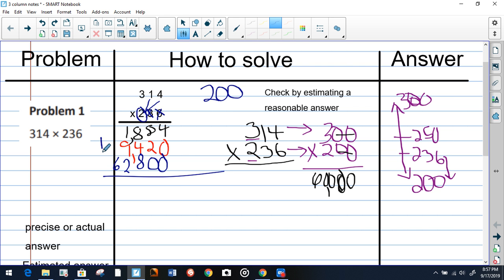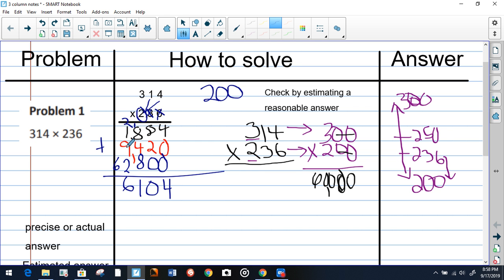Now we total this. And this is going to be our precise answer, or actual answer. So 4 plus 0 equals 4. 8 plus 2 equals 10. You carry 1 over to right above the 800s. So now we have 8 plus 1 equals 9. 9 plus 4 equals 13. 13 plus 8 equals 21. And you carry 2 over to the thousands. So 2 plus 1 is 3. 3, what number is that? 3 plus 1 equals 4. And 4 plus 2 equals 6.